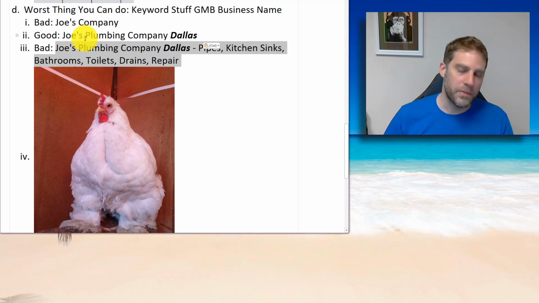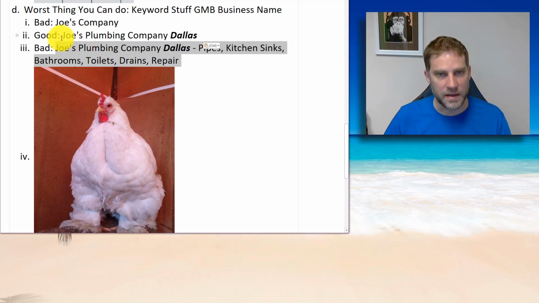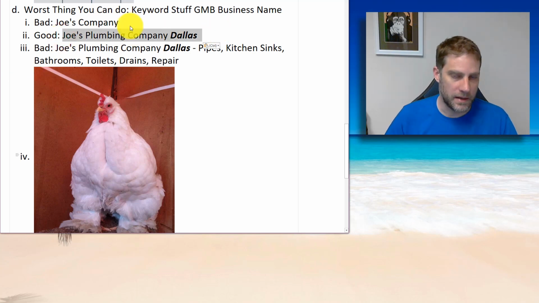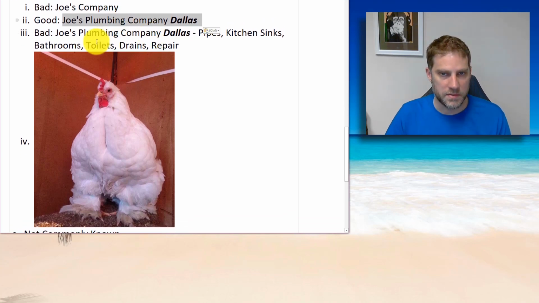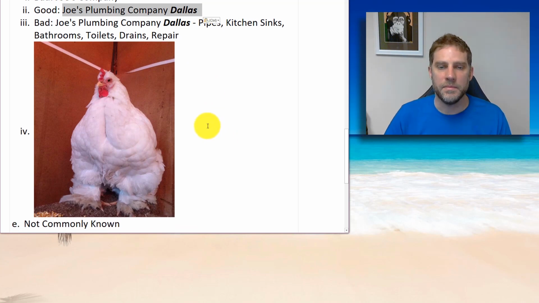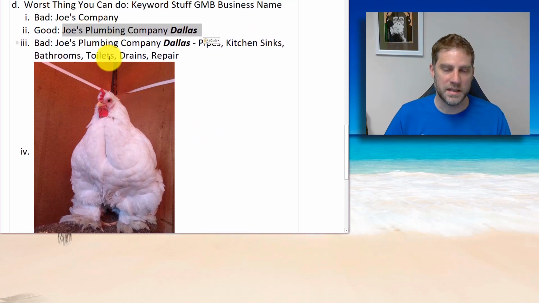The problem with that is that once you try to get it back to this, it's going to be a lot harder to rank. It's going to require a whole lot of work and a lot of cleanup elsewhere on the internet. That is a lot of work. So it's better to name it something good from the beginning and be good with it. So this is going to be the worst thing that you can do.